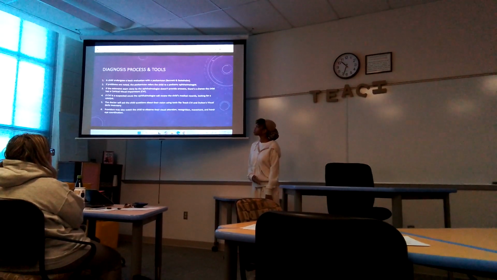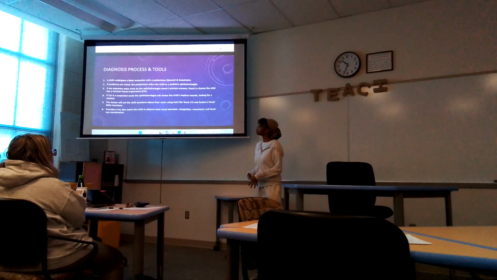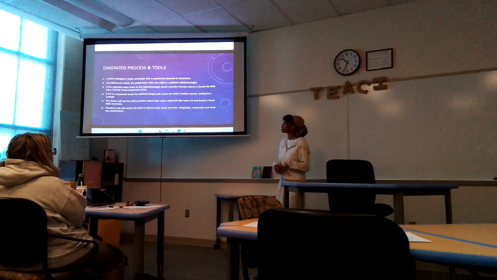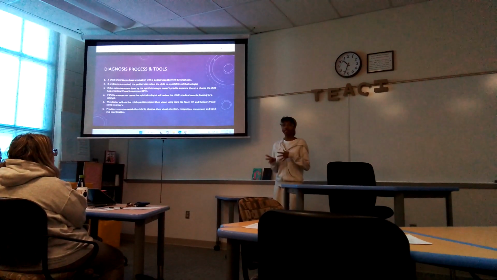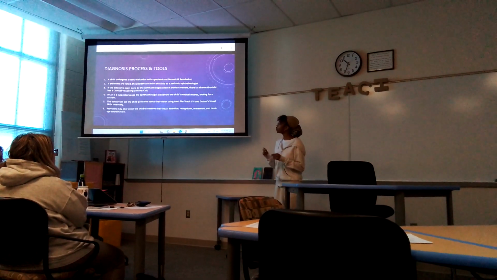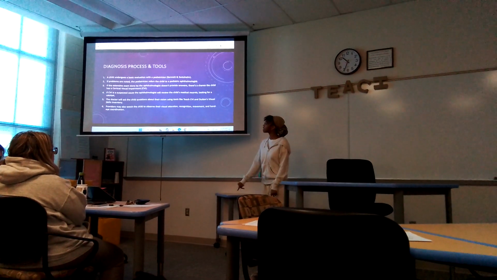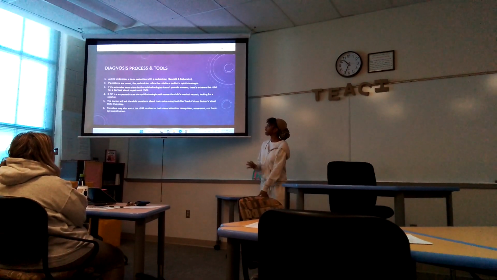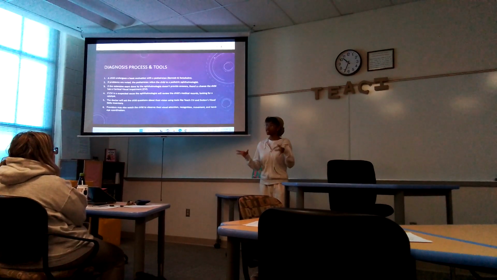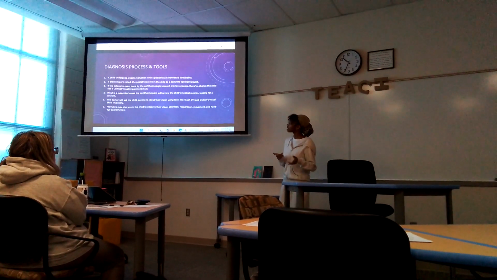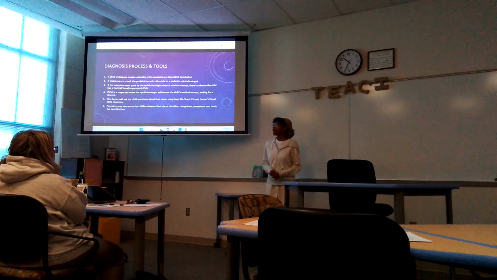So the diagnosis process and tools associated with it. First, a child would undergo a basic evaluation with a pediatrician. If problems are noted by the pediatrician, they are referred to a pediatric ophthalmologist. If the extensive exam done by the ophthalmologist doesn't provide answers for the issues with vision, there's a chance the child has a cortical visual impairment.